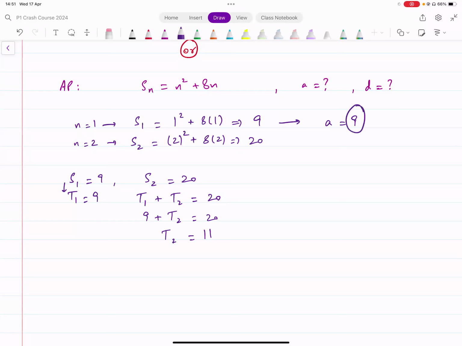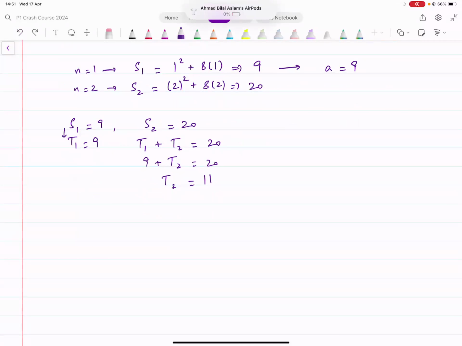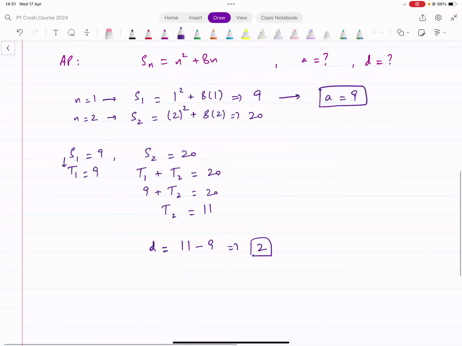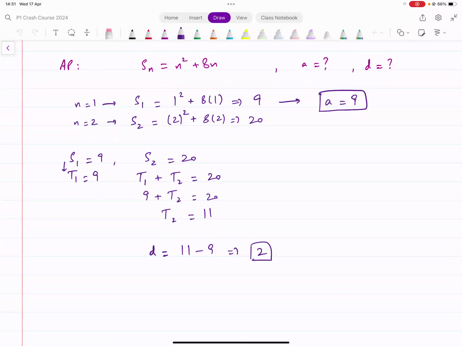Now the first term is 9. The second term is 11. What about the difference? Difference would be 11 minus 9, and that gives you 2. That could be another way of thinking about this. Okay? By just inputting values. Input n equals 1, that gives you the first term. Input n equals 2, that gives you the sum of the first two terms. You can use that to find the difference. Make sense? Any questions on this? No? Okay, good. Let's have a look at the next one now.